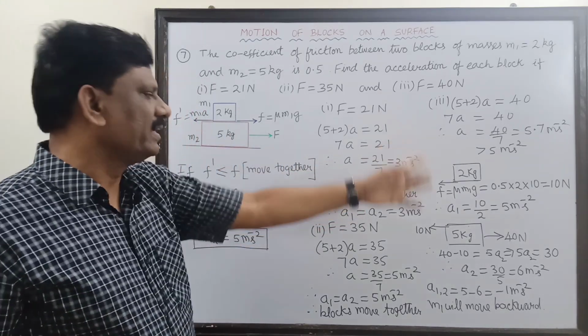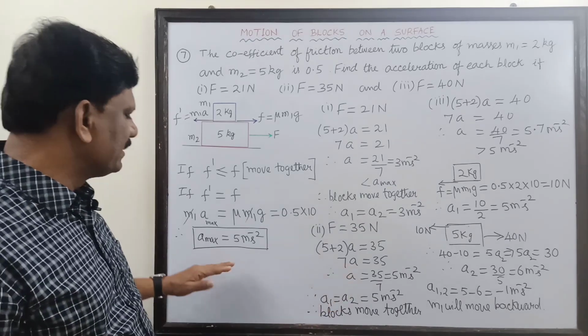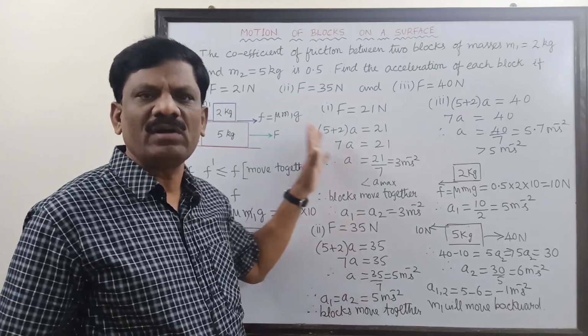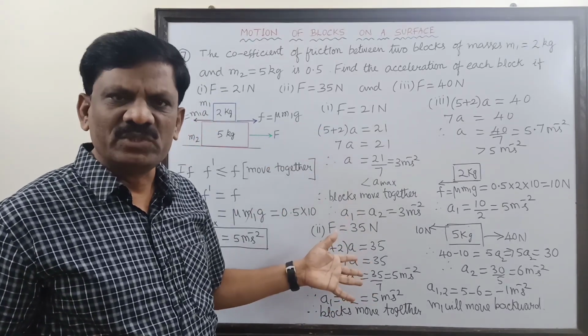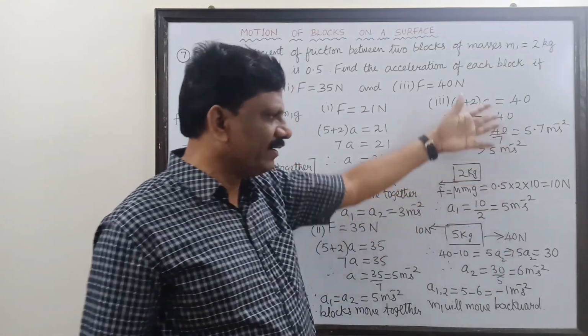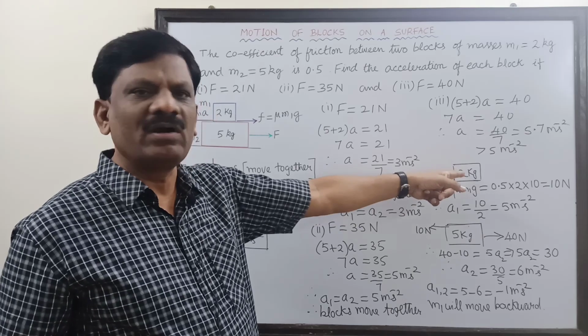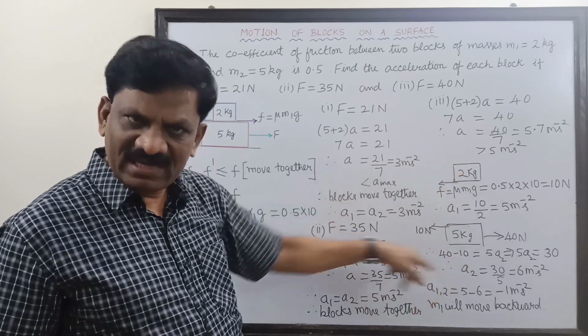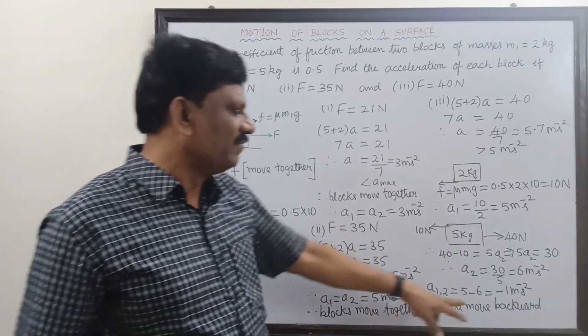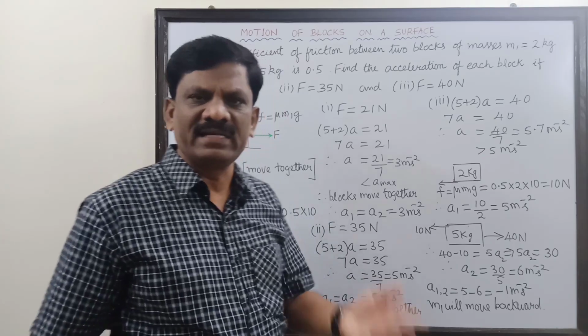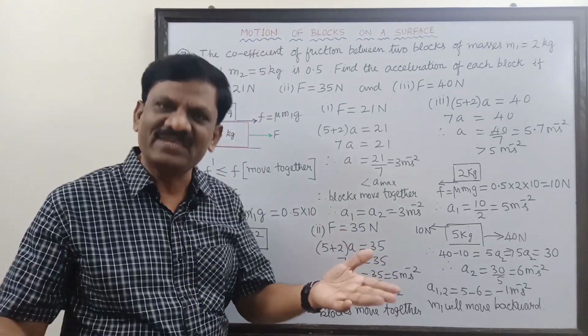So in the three different cases, we have found that in the first two cases, the accelerations of both the blocks were equal, so they were moving together. But in the third case, they have different accelerations, so they cannot move together. And the first block of mass 2 kg is sliding over the second mass with an acceleration of 1 meter per second square in the backward direction. I hope you must have understood well. Fine.